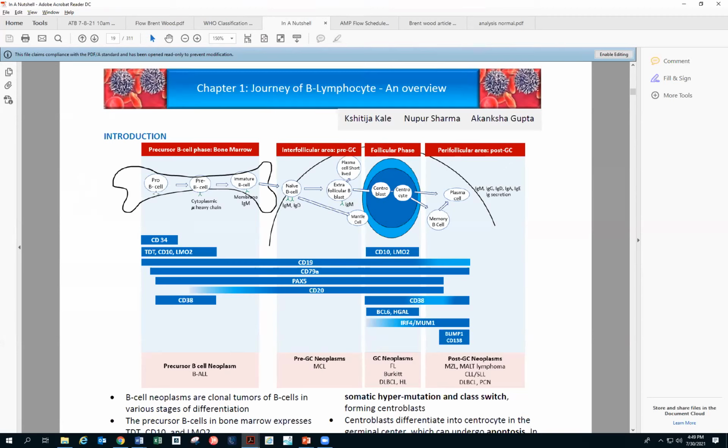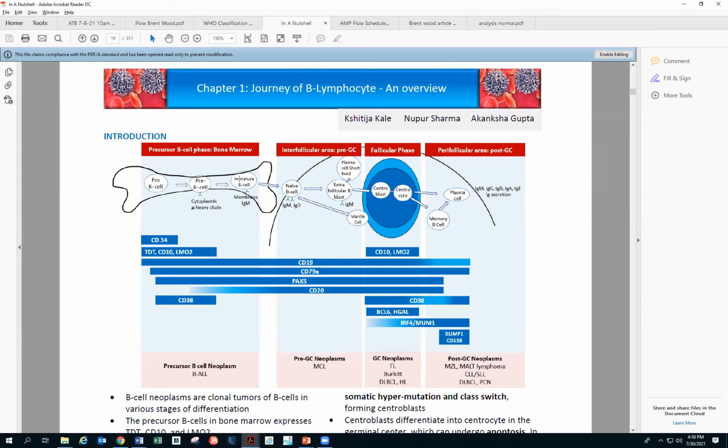So basically the pro-B cell goes on to form the pre-B cell, and at that moment it develops a cytoplasmic mu heavy chain. Then that cytoplasmic mu heavy chain expresses membrane IgM in the case of immature B cells. The immature B cells go into the lymph node. So this whole thing is a lymph node. The first cell that appears in the pre-germinal center stage in the lymph node is the naive B cell.